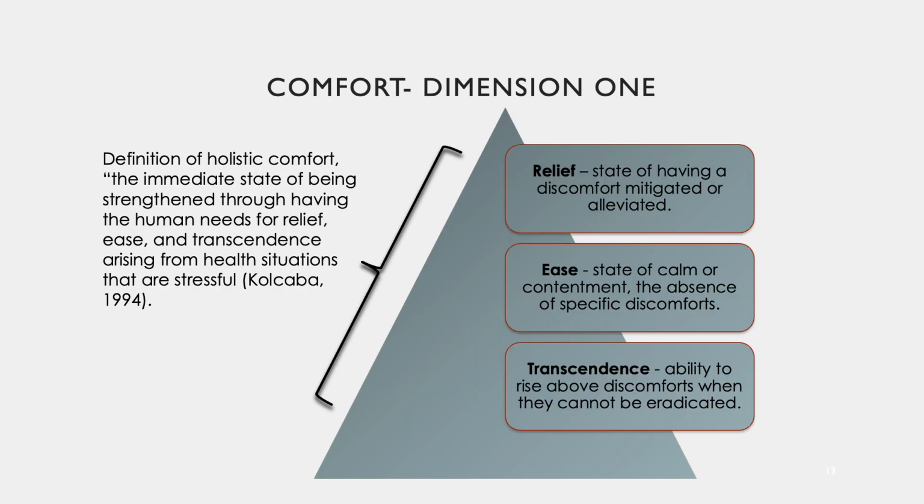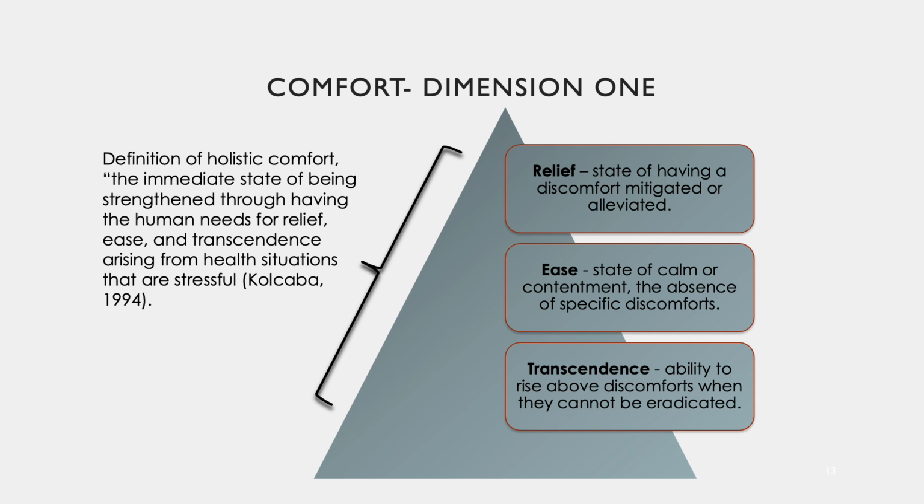The next slide is titled Comfort, the First Dimension. We're looking at laying the foundation of Kolcaba's theory by focusing on its central concept, comfort itself. She defines comfort as having 3 interrelated states: relief, ease, and transcendence. We'll break these down even further. Relief is a state achieved when a specific comfort need is met, for example, if you receive pain medication to reduce physical suffering. Ease refers to a state of calm or contentment. This could be emotional or environmental, such as reducing anxiety before a procedure.